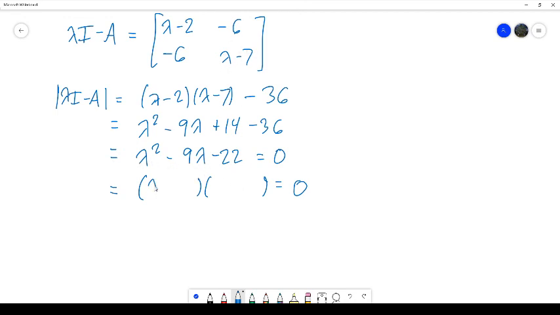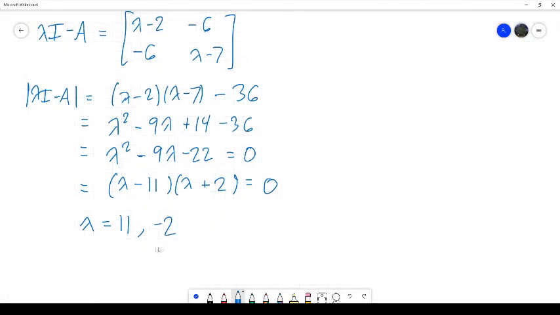So the factors here are going to be lambda, I think we'll want minus 11 and plus 2. That makes negative 22, and it also makes the negative 9. So we have eigenvalues of 11 and negative 2. So now we want to find the eigenvectors that go along with these eigenvalues.